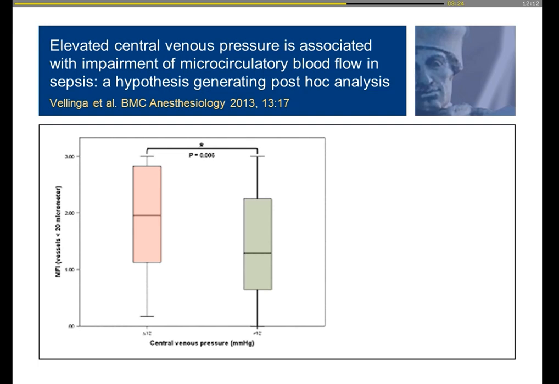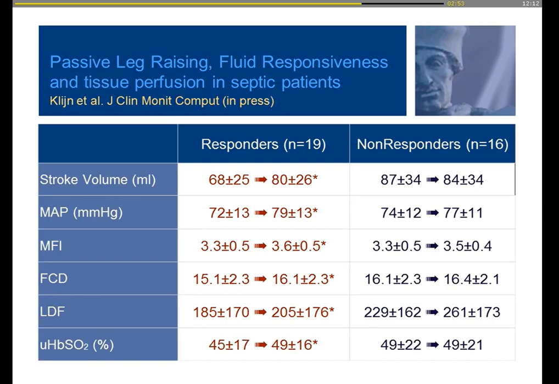At least central venous pressure should never be the target of your resuscitation, at least a fixed number in central venous pressure. This is a study by Namke Vellinga from Leeuwarden in the Netherlands, who looked at the effect on microcirculatory perfusion of elevated central venous pressures, and that's not a good idea. If you follow the Surviving Sepsis guidelines in increasing your central venous pressure with fluids, then basically you're shutting down your microcirculation. That's not the goal of your treatment.